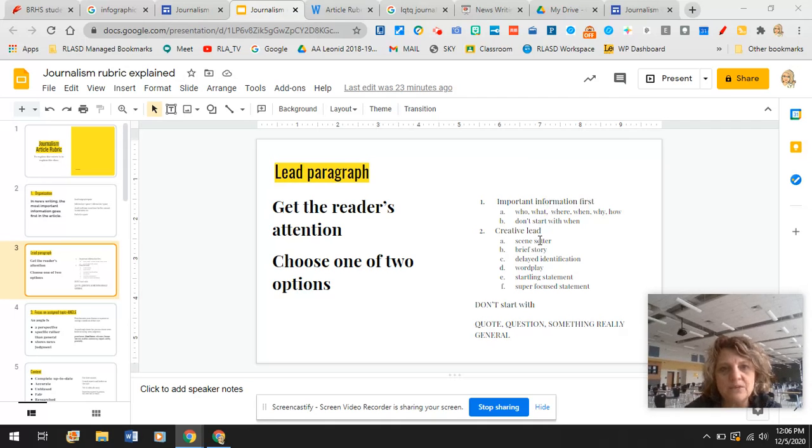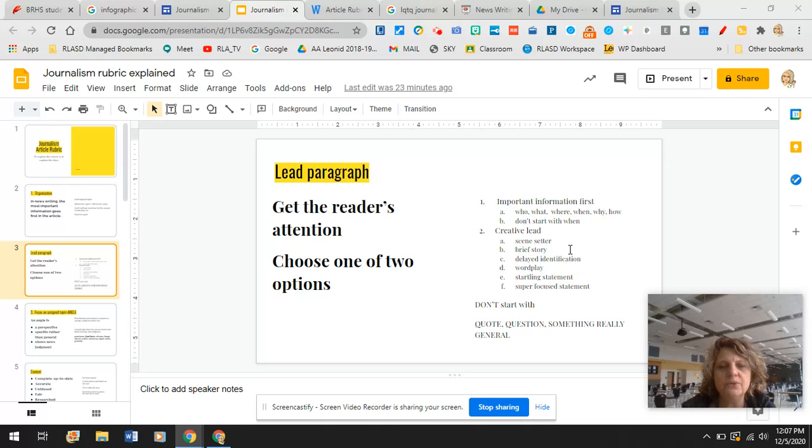A second way that you can start your article is with a more creative lead, which is sometimes more used for features and sometimes not. There are a couple of ways that you can have a creative lead. One, you can use a scene setter, so you describe a setting or a scene in which the action of the article takes place. Another is to tell a very brief story, that's kind of a scene setter, but then you're adding action to it.